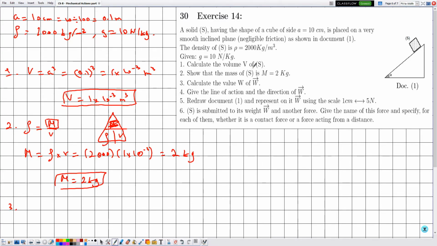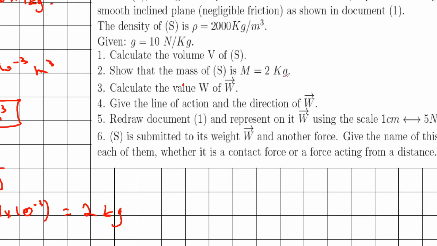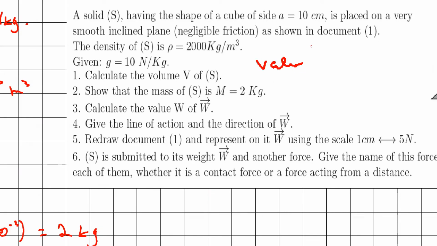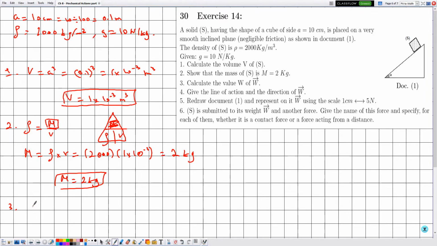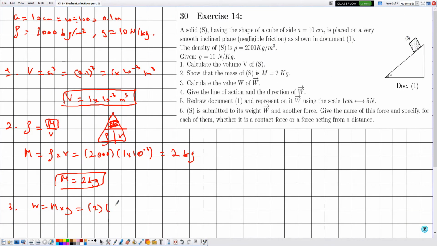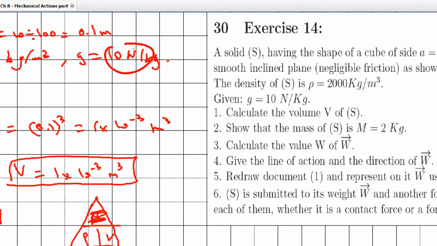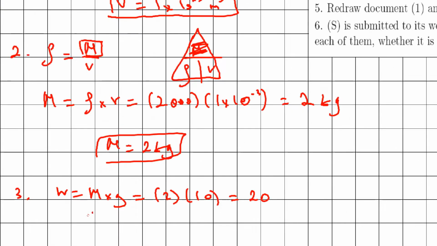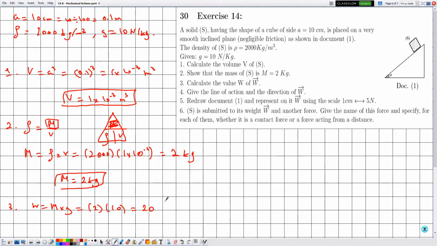And now in number 3, calculate the value W of W. By the value they mean the magnitude. Always, value is another word for magnitude, another expression. So the weight is equal to m multiplied by g. The value of m is 2, and the value of g is 10. This is equal to 20. Since both m and g are expressed in the SI, the value of W will be in the SI, which is in newtons. Then W is equal to 20 newtons.